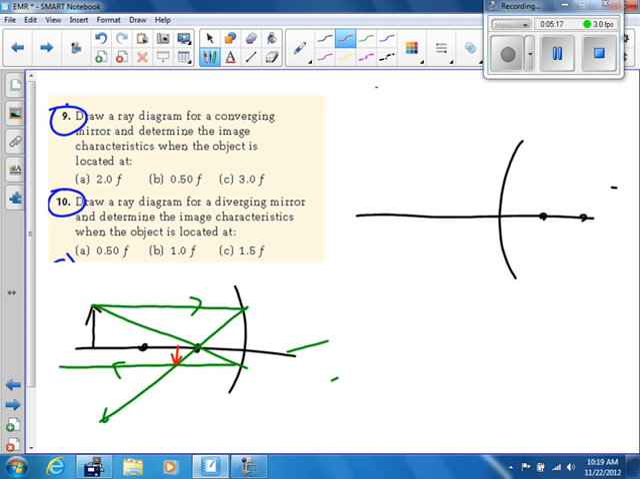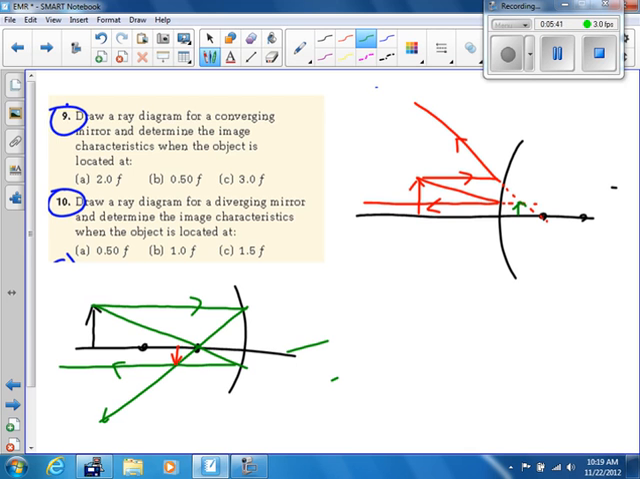Doesn't matter where we put it. First ray goes parallel to the principal axis, and then it diverges away from the focal point. Second ray is going toward the focal point, and then it's going to reflect parallel to the principal axis. We're going to extend those reflected rays, and we're going to find that our image is formed in all three of these cases, A, B, and C, looking something like this.